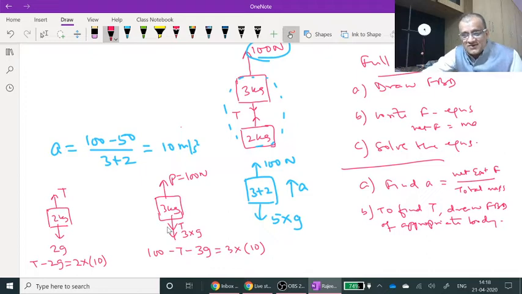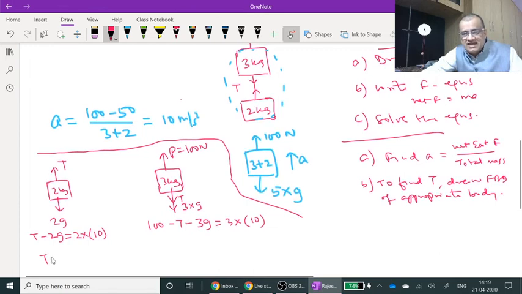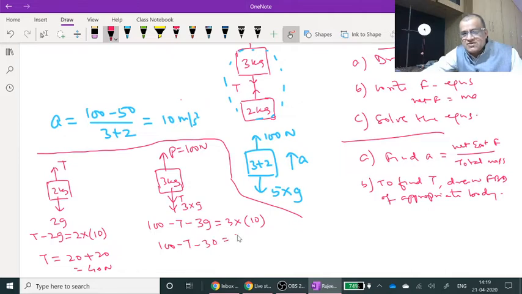Does it matter? Does it not matter? We need to check. Find the answer using both. See this one. How much is the answer using this one? T is 20 plus 20 equal to 40 Newton. And here it is 100 minus T minus 30 equal to 30. So 100 minus T is equal to 60. So T is equal to 40 Newton. It does not matter which one you take, but then you see which one is more convenient, which one is a little bit faster, this one.